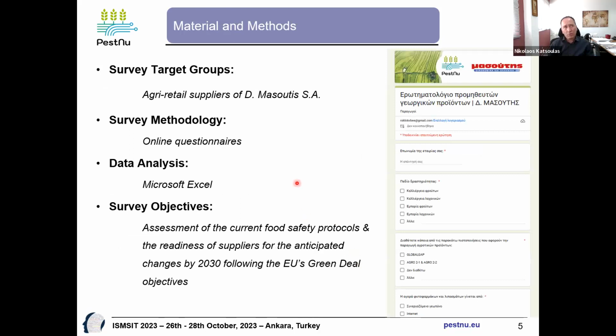So in order to start from the lower level, from the growers and the merchandisers related to the agricultural products, we did a survey in the frame of the project on agro-retail suppliers of a large supermarket in Greece, Masoutis SA. And this was done using an online questionnaire. The analysis was done using Microsoft Excel sheets, and we did an assessment of the current food safety protocols and readiness of suppliers for the targets of the Green Deal towards 2030.